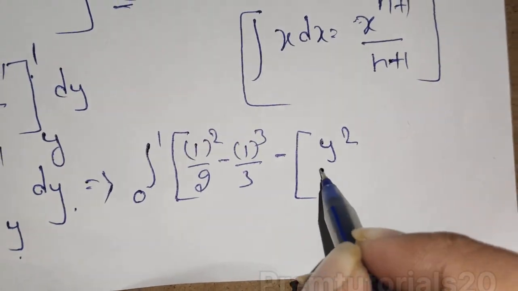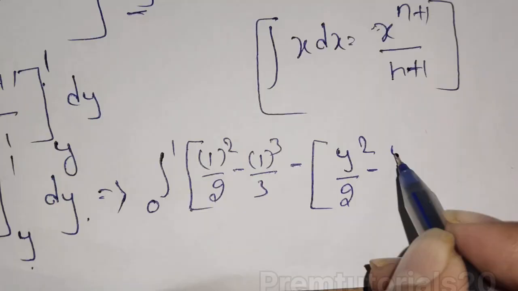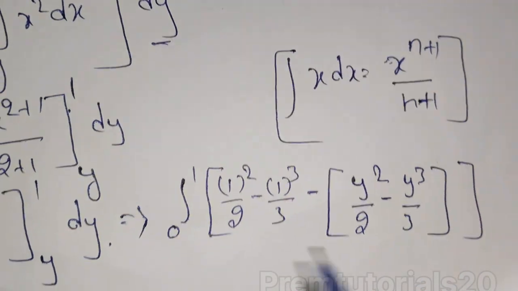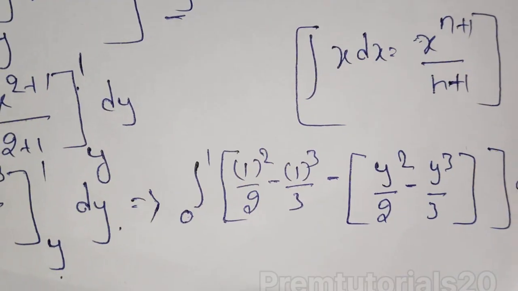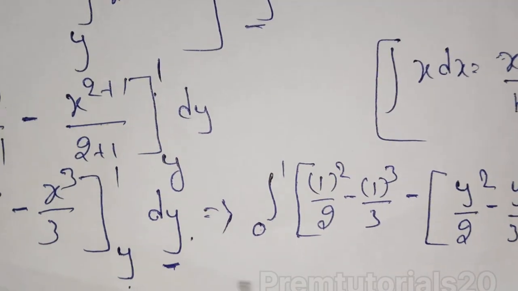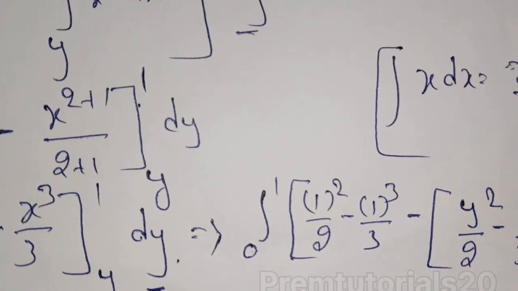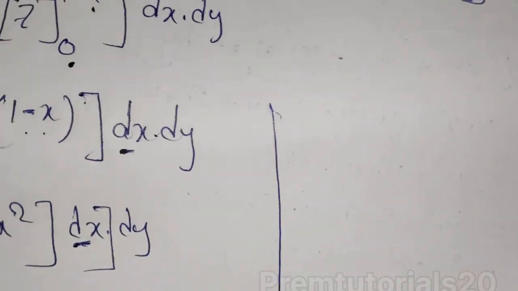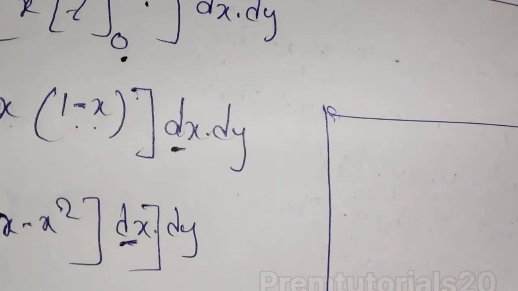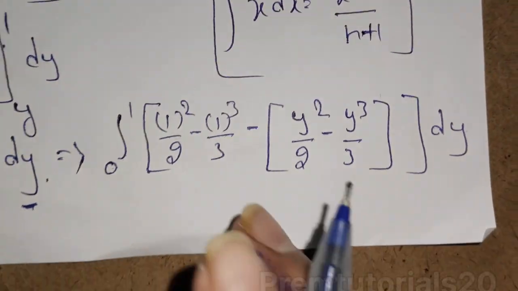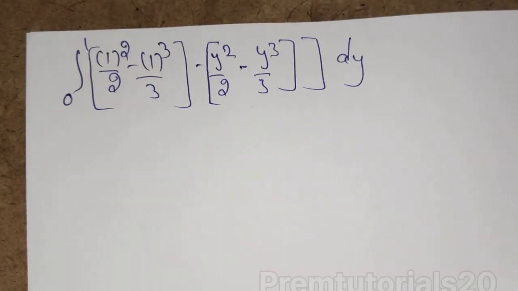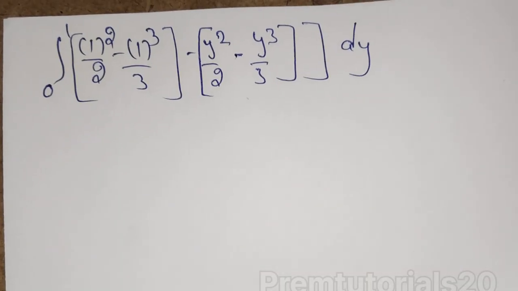Y square by 2 minus y cube by 3 whole. What is it here? dy. So dy will be constant, that way, and it will be written outside of the bracket. Now let us solve. In this place, what we get? 1 by 2. So let it be written on another paper. So this is the value we get in the previous paper.